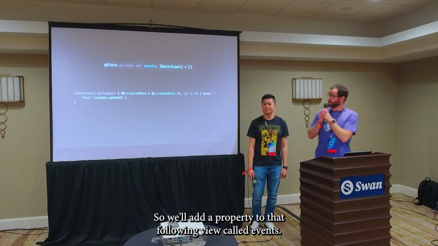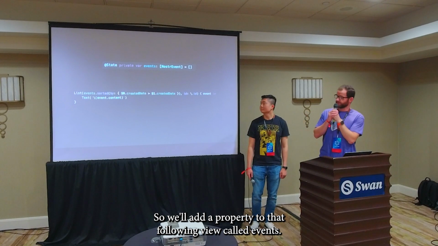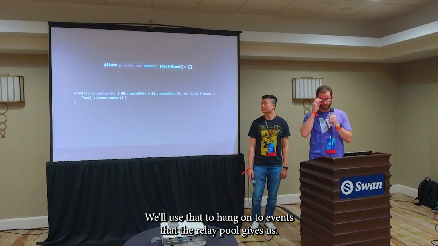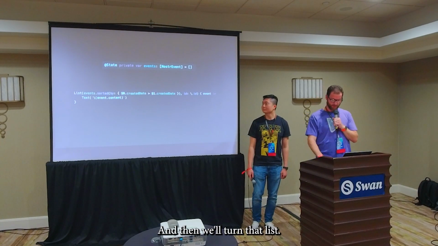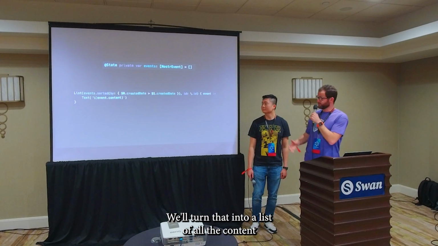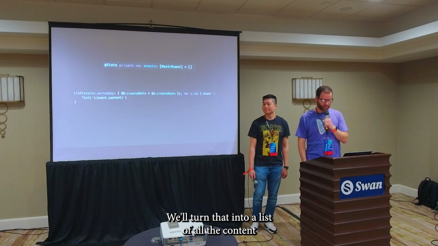So we'll add a property to that following view called events. We'll use that to hang on to events that the relay pool gives us. And then we'll turn that into a list of all the content of those notes.